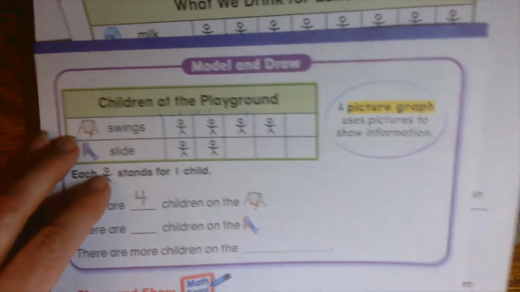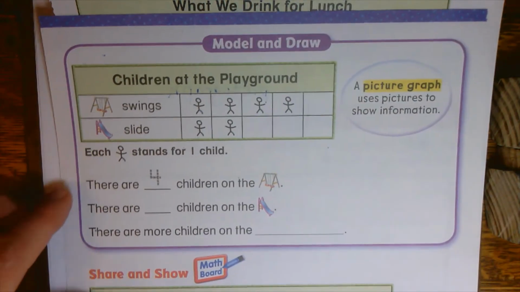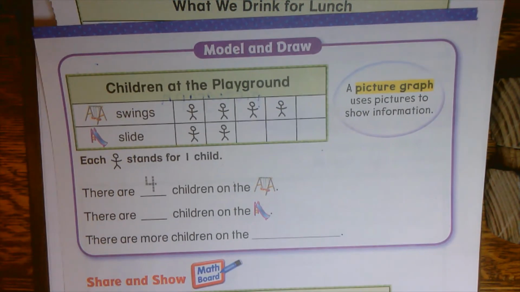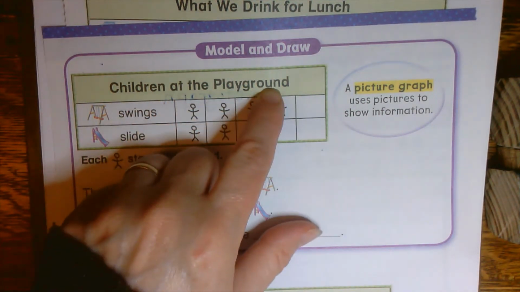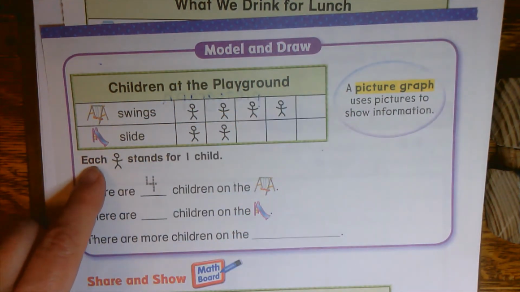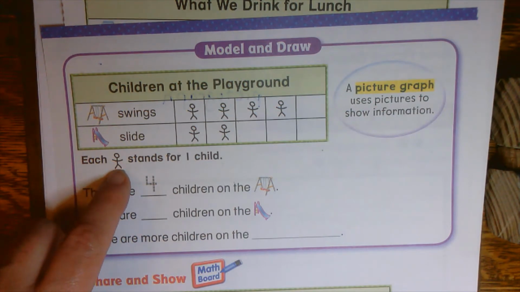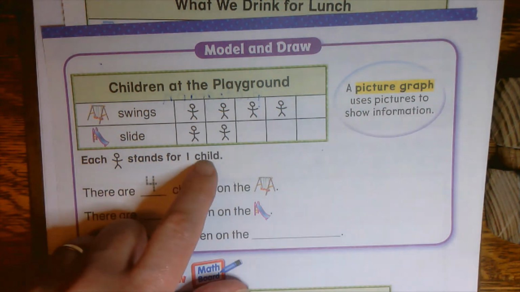So here, model and draw. A picture graph uses pictures to show information. Now, some important things to notice about this. The picture graphs also have titles, just like all graphs and charts should. They also have a key that tells you what each picture means. So here it tells you each little stick figure stands for one child.